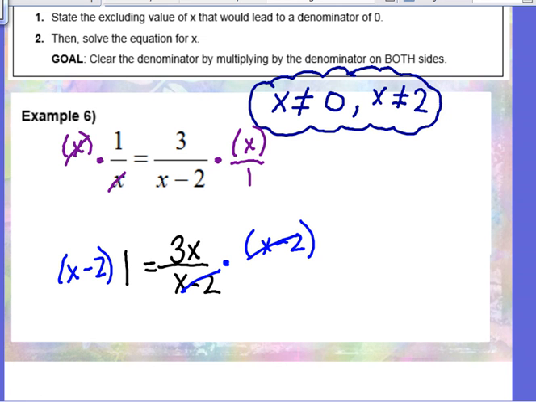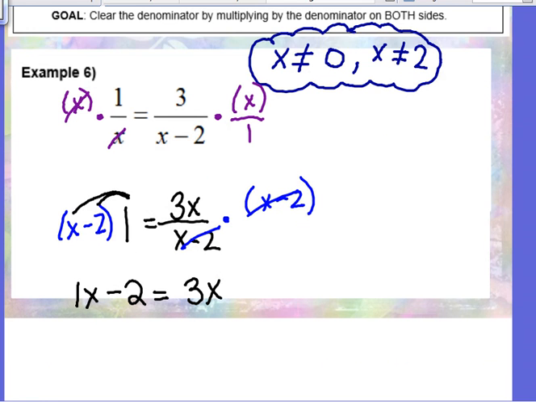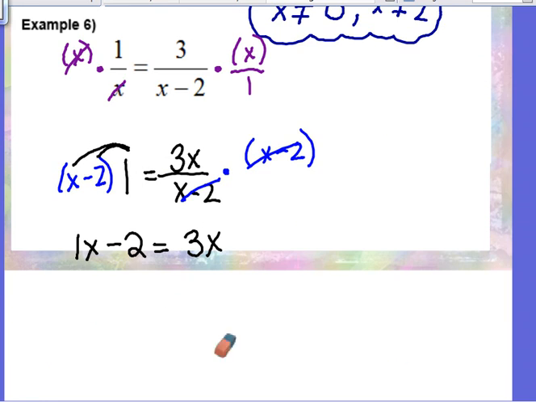And let's rewrite our equation. Notice over here you need to distribute a 1, or you may already know that the expression will stay the same. However, we should all get 1x minus 2 equals 3x. And if you're thinking, do I really need that 1 there? You can get rid of it if you'd like.